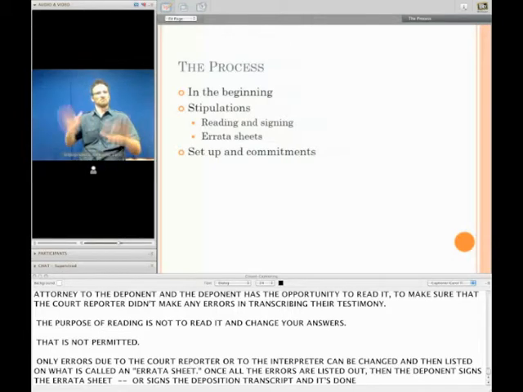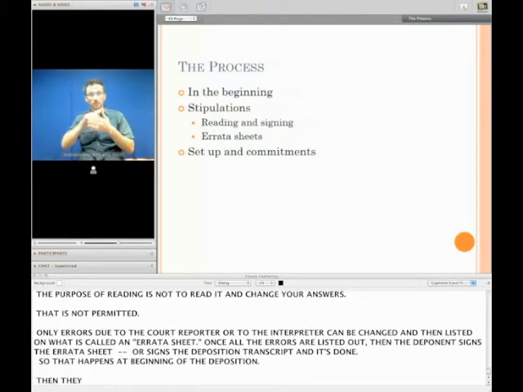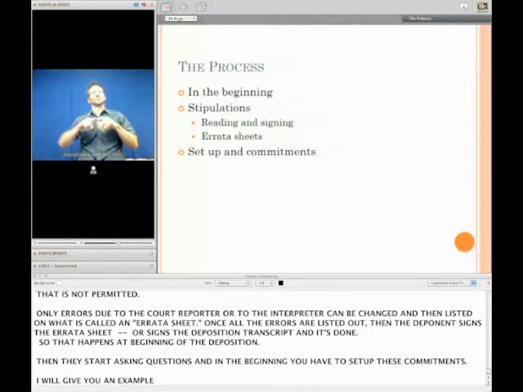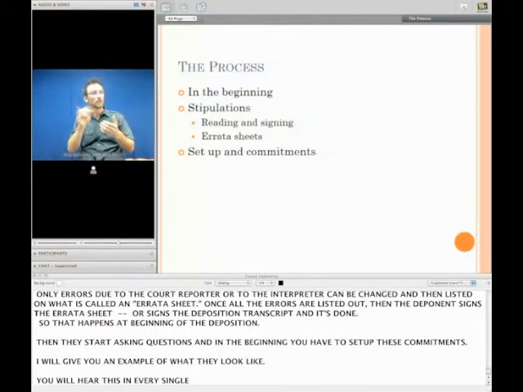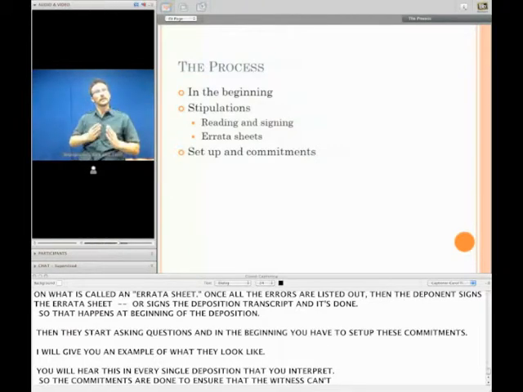So that happens at the beginning of the deposition. Then they start asking questions, and in the beginning you have to set up these commitments. Let me give you an example of what they look like. You'll hear this in every single deposition that you interpret. So the commitments are done to ensure that the witness can't go back later and change their answers. It'll sound like this.